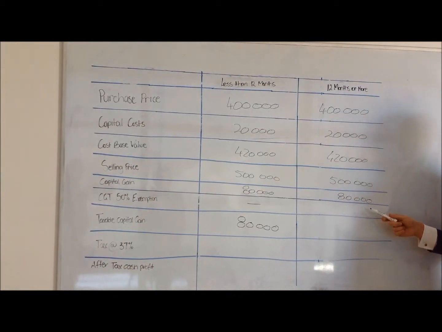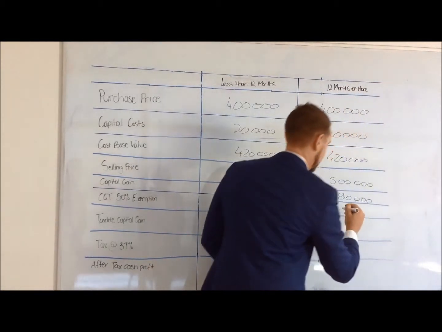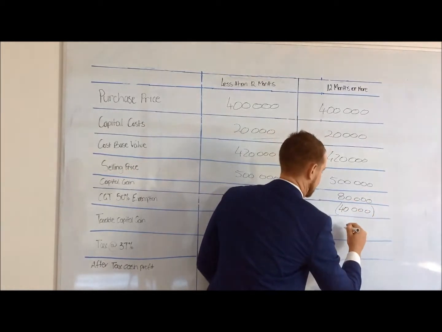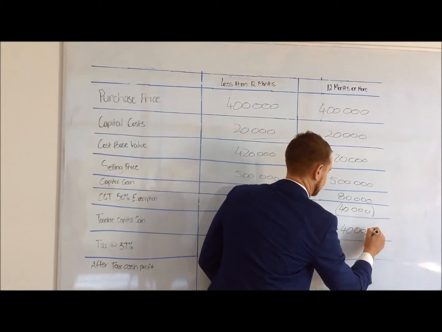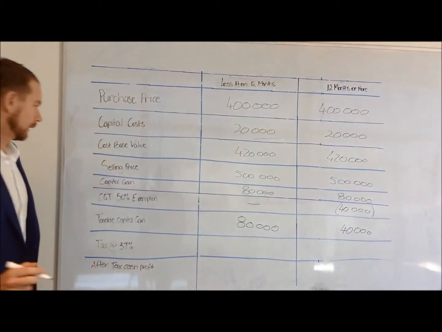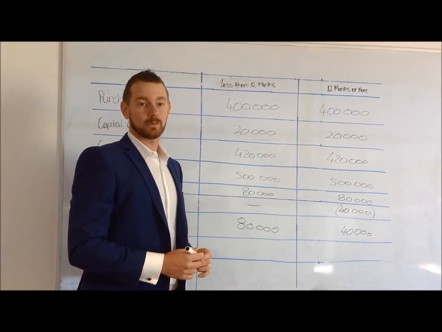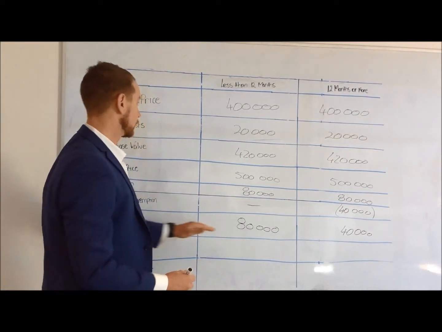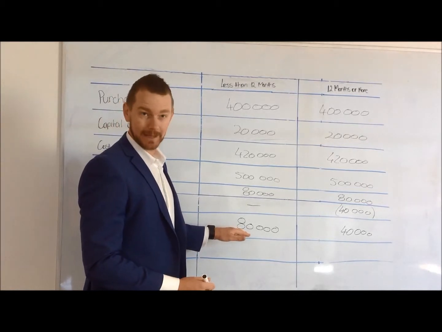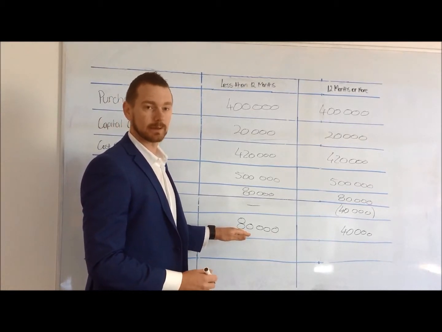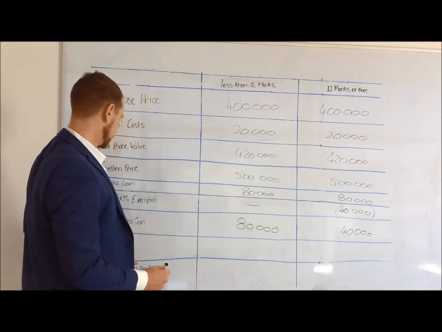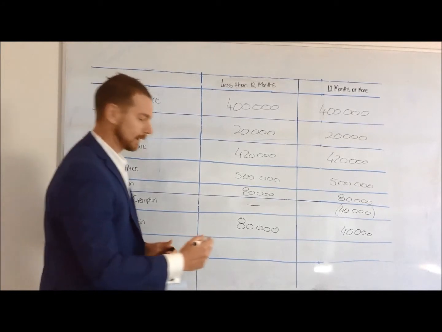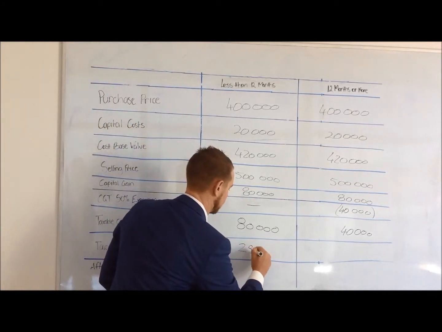Over here, we've got more than 12 months, therefore we're able to reduce our gain down to $40,000. We're now going to work out the tax on the taxable capital gain. The taxable capital gain for less than 12 months is $80,000, which needs to be reported in the tax return. We're going to assume that the taxpayer is paying tax at 37%, which means the tax payable on this would be $29,600.